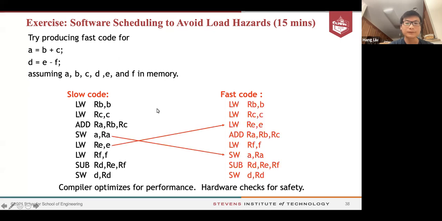Okay. All right, so welcome back. What we're going to do is very simple. We basically load RE earlier, right? And then store RA later, so that the bubble after loading RC for this instruction is filled by this load. And then the bubble after the load of RF is filled by the store. Okay.